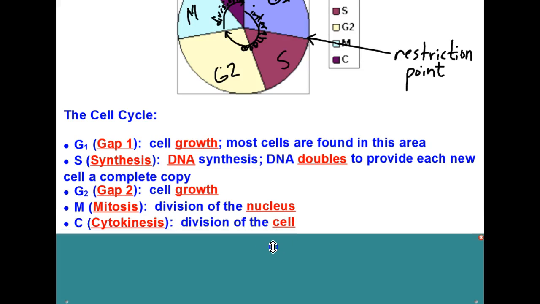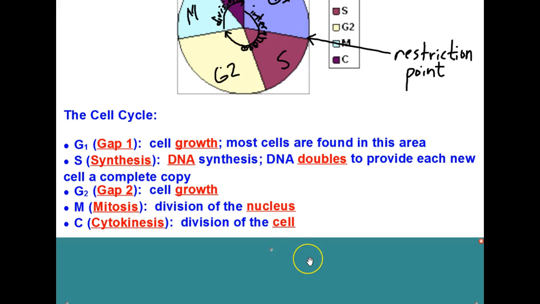And the C stands for cytokinesis. Cytokinesis is the division of the cell itself. The cell cytoplasm divides in half, and we end up with what are called 2 new cells. These 2 new cells are called daughter cells. They are identical copies of what is called the parent cell.